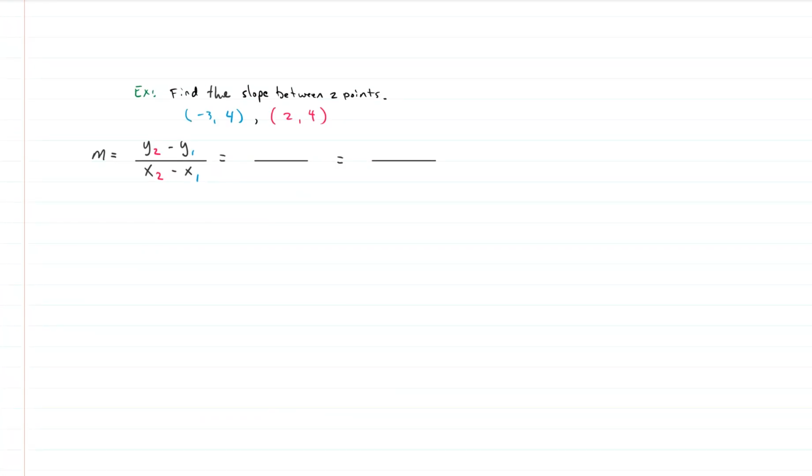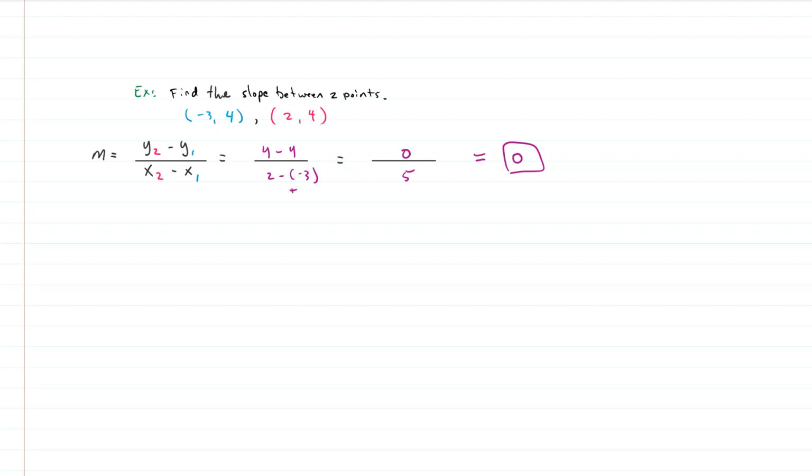Here's another one. Again, blue is point 1. Red is point 2. y2 minus y1 gives us 4 minus 4. And x2 minus x1, we get 2 minus a minus 3. Minus a minus gives us a plus, so we get 0 over 5. 0 over 5 is what? It's 0. So we have a 0 slope.